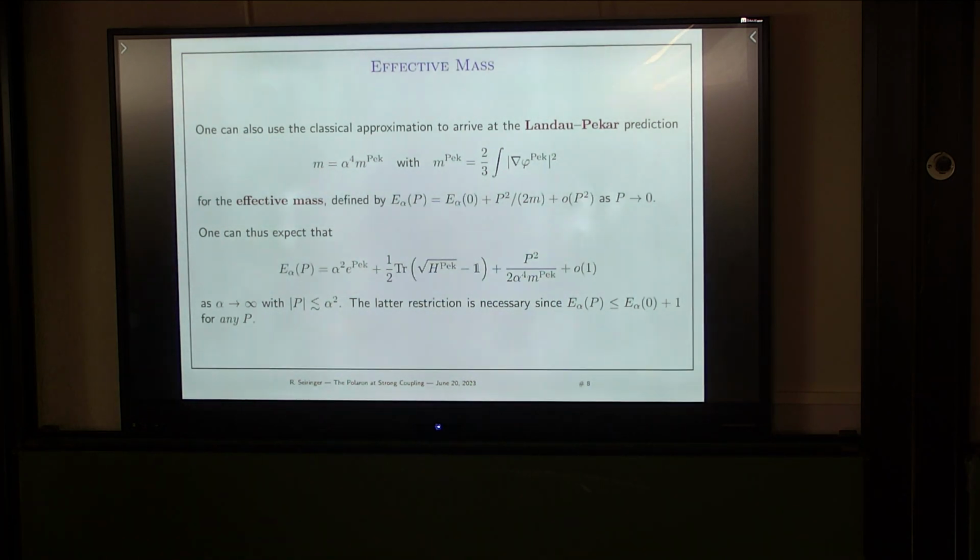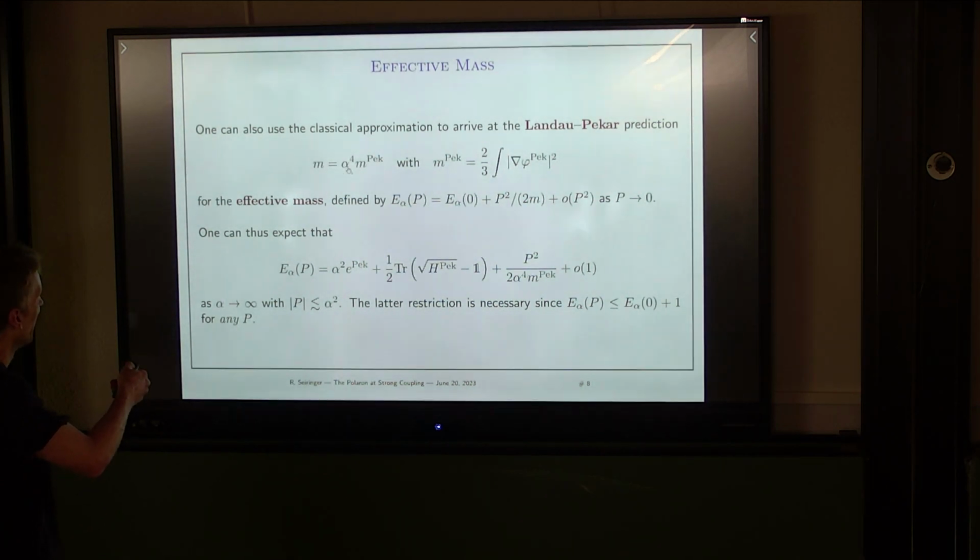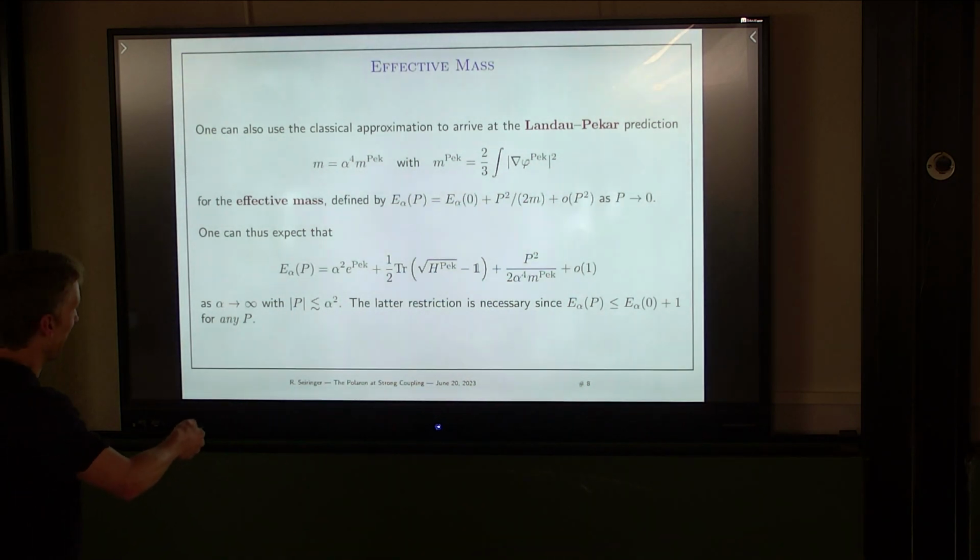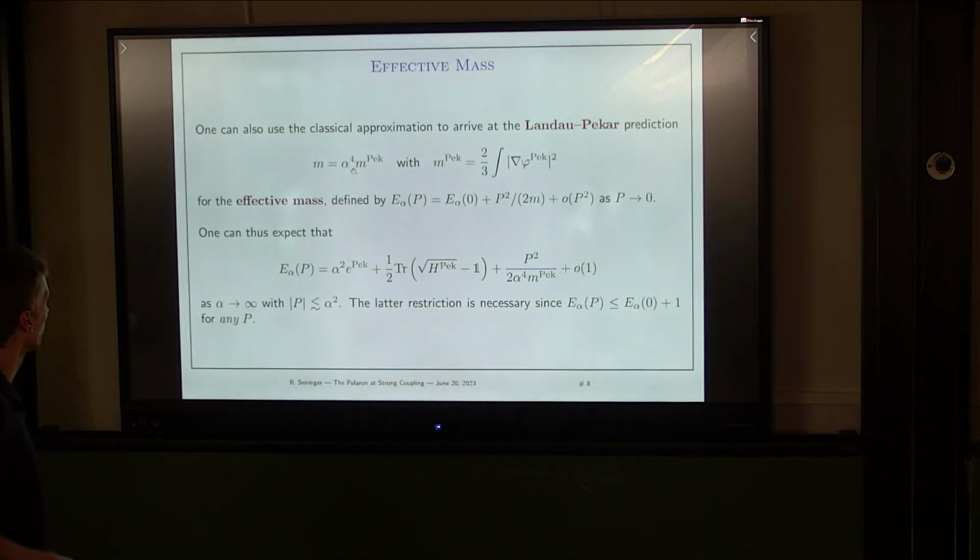The second thing I wanted to talk about is the effective mass. I already introduced it. I told you it's basically the inverse curvature of this parabola. Going back to the classical picture, you can arrive at a prediction, which goes back to a paper by Landau and Pekar, that the effective mass should grow like alpha to the 4th. I already mentioned there's also a concrete prediction for the prefactor, which is simply the gradient norm of one of these Pekar minimizers. This is the Pekar field. In any case, this is just some explicit number, and it should go like alpha to the 4th.